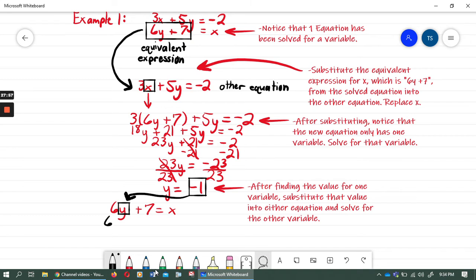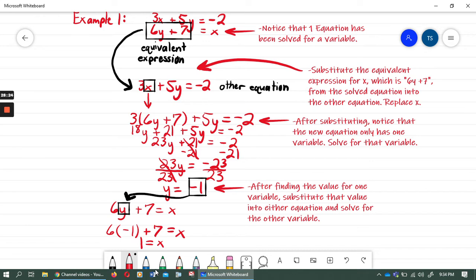So instead of writing y, we're going to write -1 in its place. We're going to substitute that. So that's 6 times -1 plus 7 equals x. 6 times -1 is -6, and when we add 7 to that, -6 plus 7, we get positive 1. So x equals positive 1.